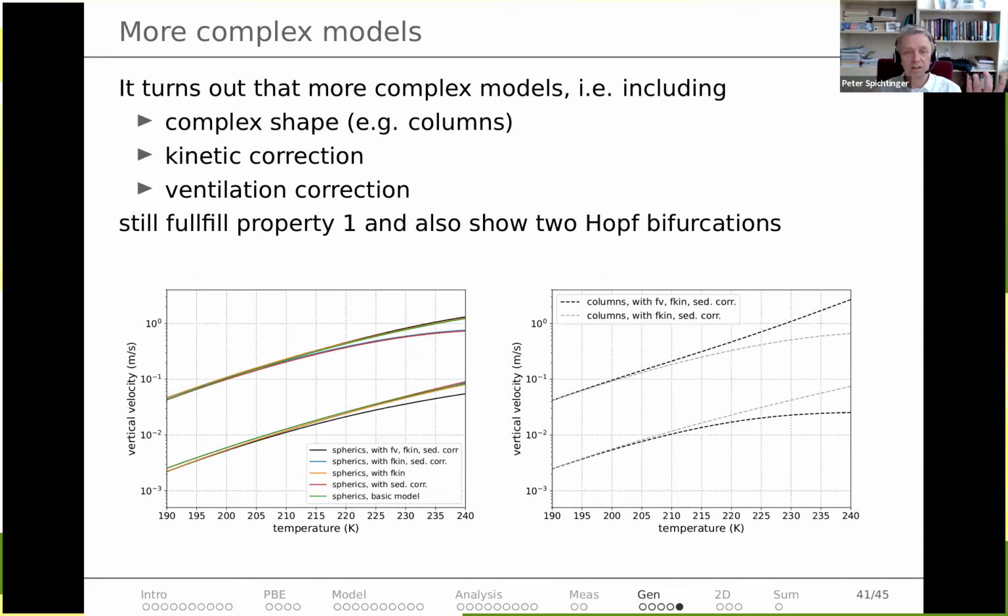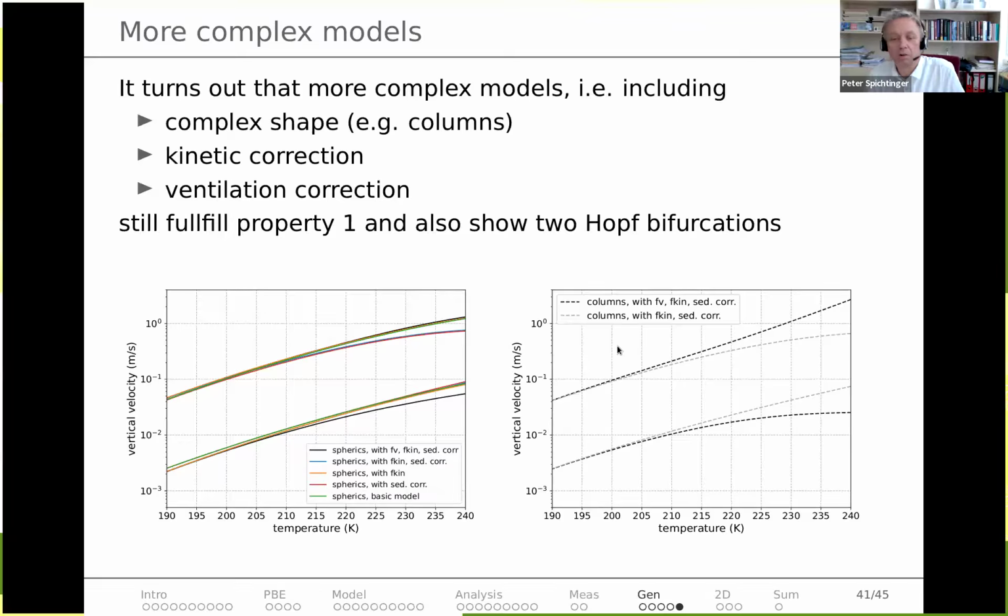So from this point of view, you can say, well, more complex models, including a complex shape like columns, kinetic corrections, ventilation corrections, still fulfill all these properties you need and still have this kind of separation between damped and undamped situations. And this is just a summary of all these spheres. So I start with my basic model, which is the green line, which you can barely see here. And then I add a more complex sedimentation, a kinetic correction, and ventilation, and you realize, well, the shape of the curves changes a little bit, but in principle, it's the same.